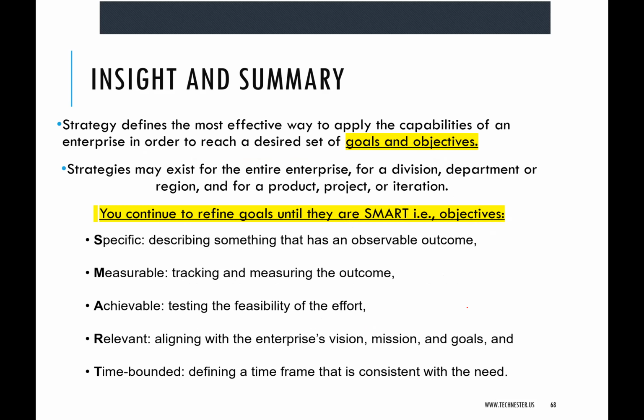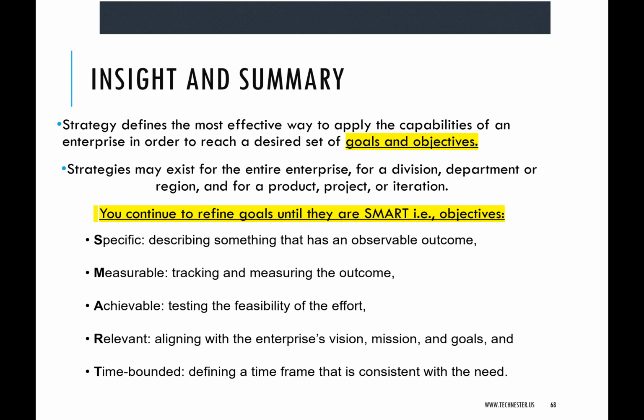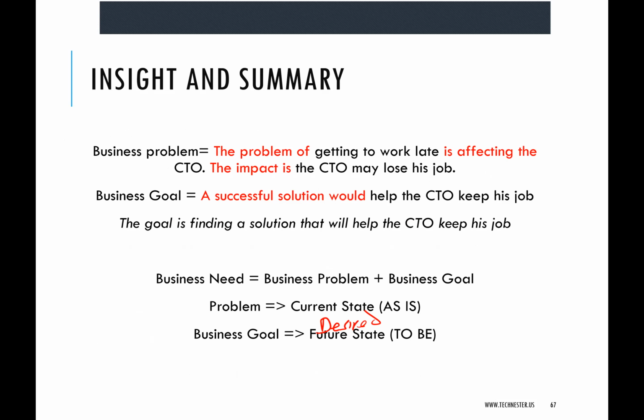So let's round off this part of strategy analysis by reminding ourselves that strategy defines the most effective way to apply the capabilities of an enterprise in order to reach a desired set of goals and objectives. Desired set of goals and objectives. You see, that goal that I talked about, that I said business goal is the future state. Business problem is the current state.